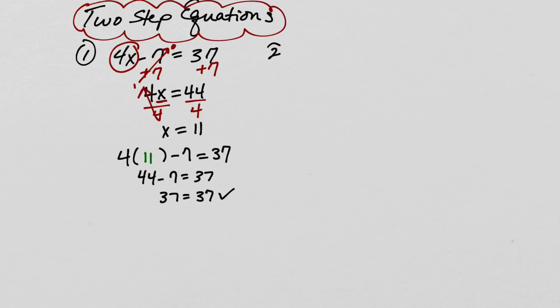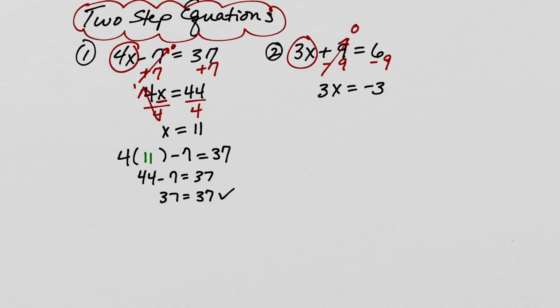All right, number 2, we have 3x plus 9 equals 6. Okay, I'm going to always start by circling my variable term so I know what I need to get rid of. I want to get rid of a plus 9, so I minus 9 on both sides. That adds to 0. When I simplify, 3x equals negative 3.